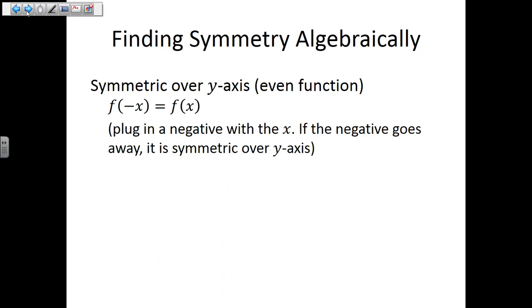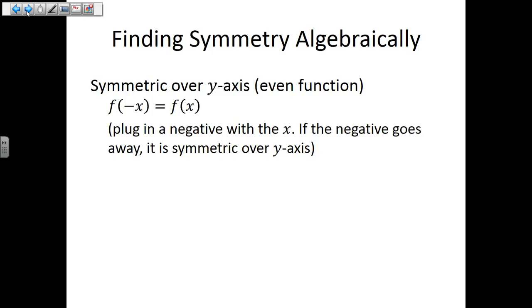Now let's talk about how we find this symmetry algebraically. Now this is going to look really weird. It makes a lot more sense once you try a couple of these. This is how we test for symmetry over the y-axis. We take the function, usually we're working with functions, we take the function f of x, we plug a negative in with all of the x's, and if all of those negatives go away, then we say that it's an even function, that it's symmetric over the y-axis.